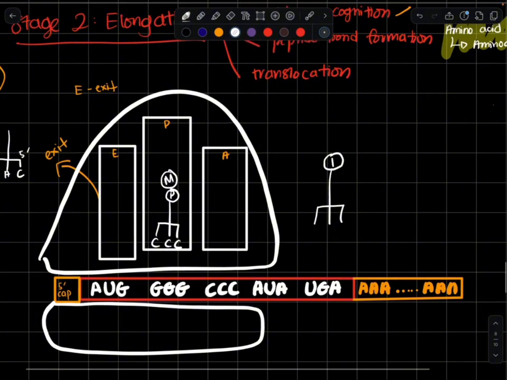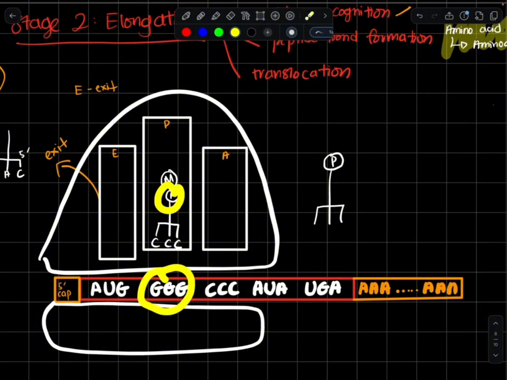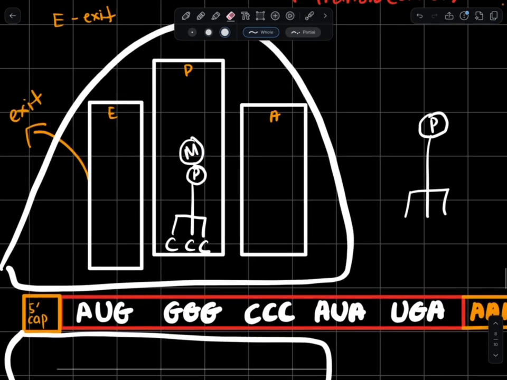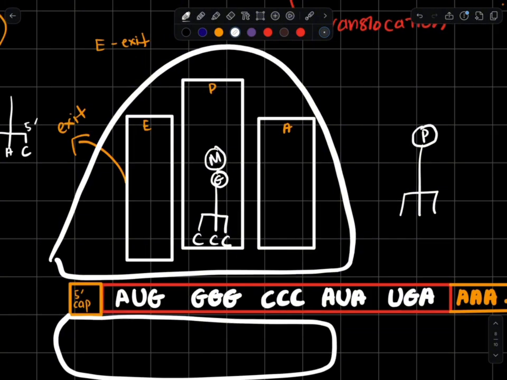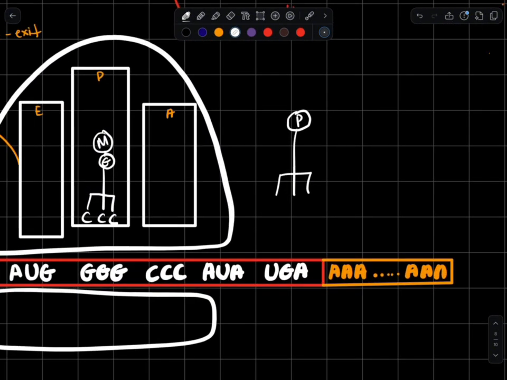And you guys know what? Miss actually tersalah ajar. Ini bukan proline. GGG. Baru Miss perasan. Maaf ya. GGG adalah glycine. So ni Miss akan padam sebab tersalah. Ini adalah glycine. Okay. So untuk CCC. Sebab CCC adalah codonnya. So the anticodon will be GGG.